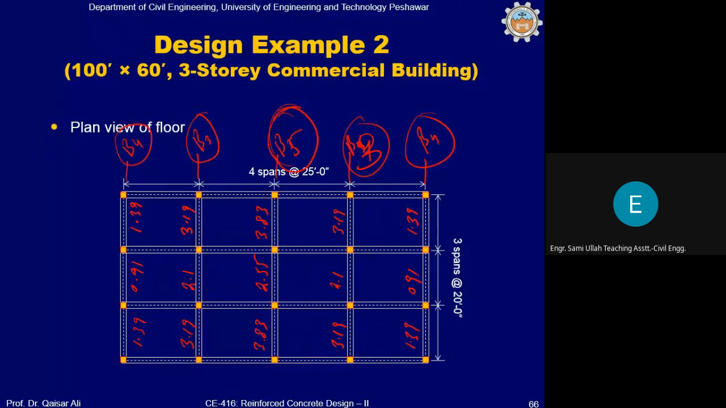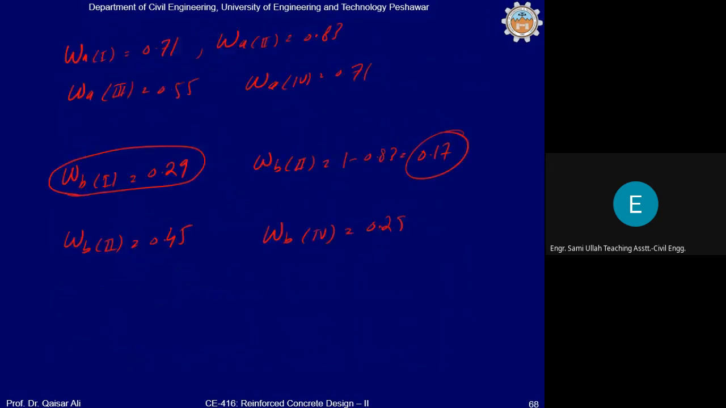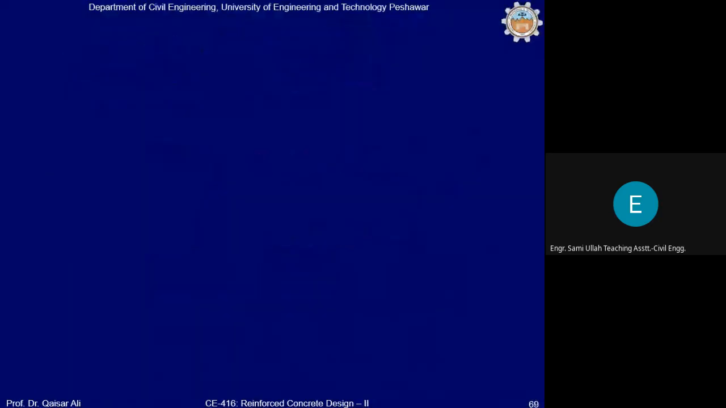Okay. So very simply, you can now analyze this beam, and once you get the values of moment and shear, then you can design it also. Okay. So here if I draw this beam, for example, B4, it will look like this. This is B4.